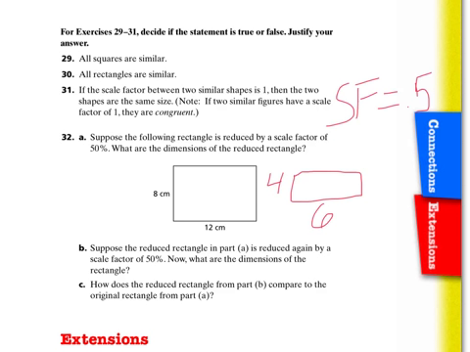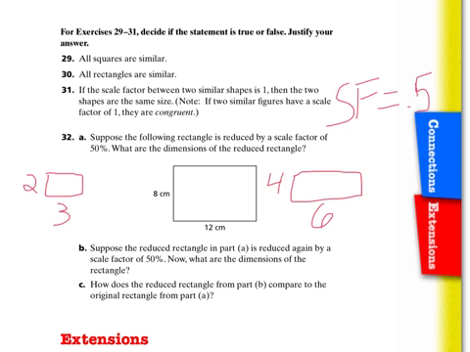Now let's go to B. Suppose the reduced rectangle in part A is reduced again by a scale factor of 50%. Now what are the dimensions of the rectangle? So that means we're going to take the image that we just made. We'll make another smaller rectangle over here, little baby rectangle. And we're going to reduce it again in half. So the scale factor between this rectangle and this rectangle is also going to be 0.5. So that gives us dimensions of 2 by 3, because we just divided 4 by 2, and 6 by 2 equals 3. So 2 by 3.